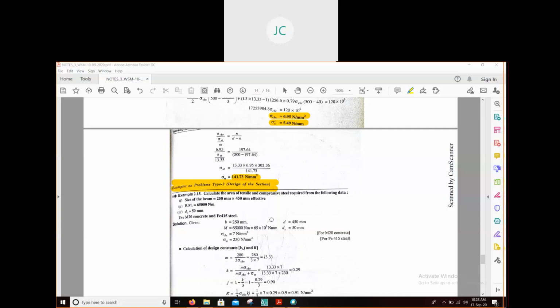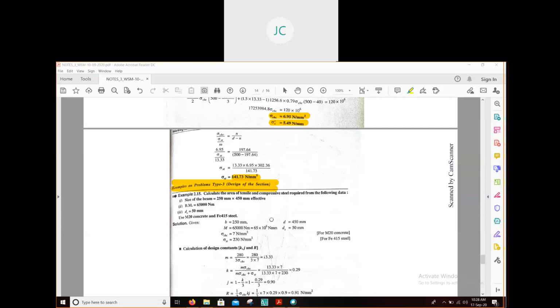Whenever a problem is given to you, your first step will always be to write down the given data. B is given, effective depth d is given, bending moment is given, D dash is given. Then for M20 grade of concrete, sigma CBC is 7, and for Fe415, sigma ST equal to 230 from table number 22. In this question we have to find J, K, everything. So first find out the design constants K, J and R.